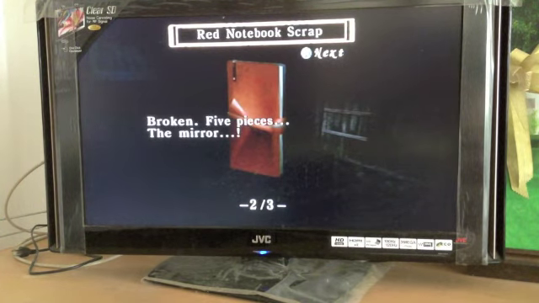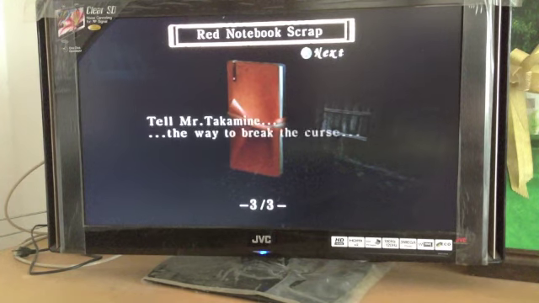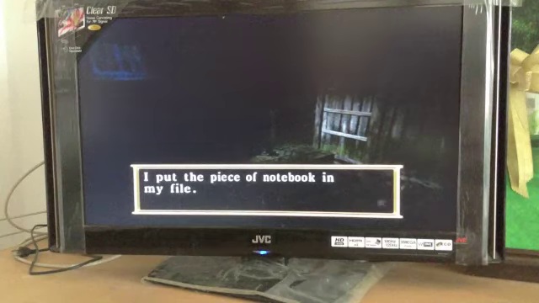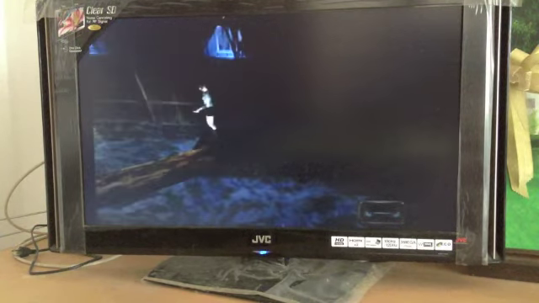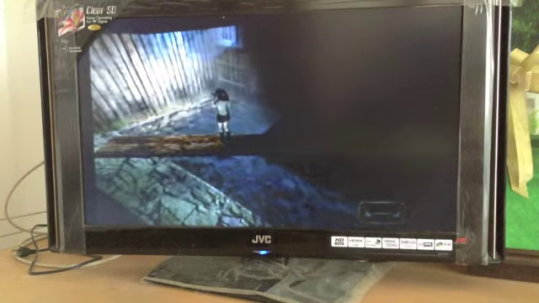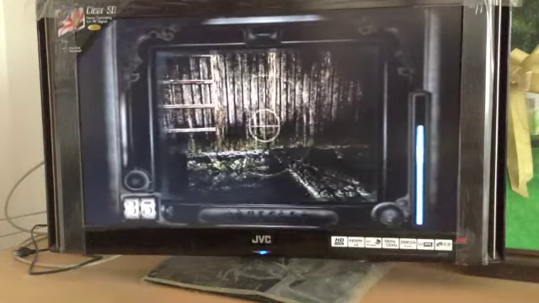Broken? 5 pieces? The mirror! Tell me, Mr. Takamine, the way to break the curse. Okay. My camera is shaking, so there's supposed to be something else in here.